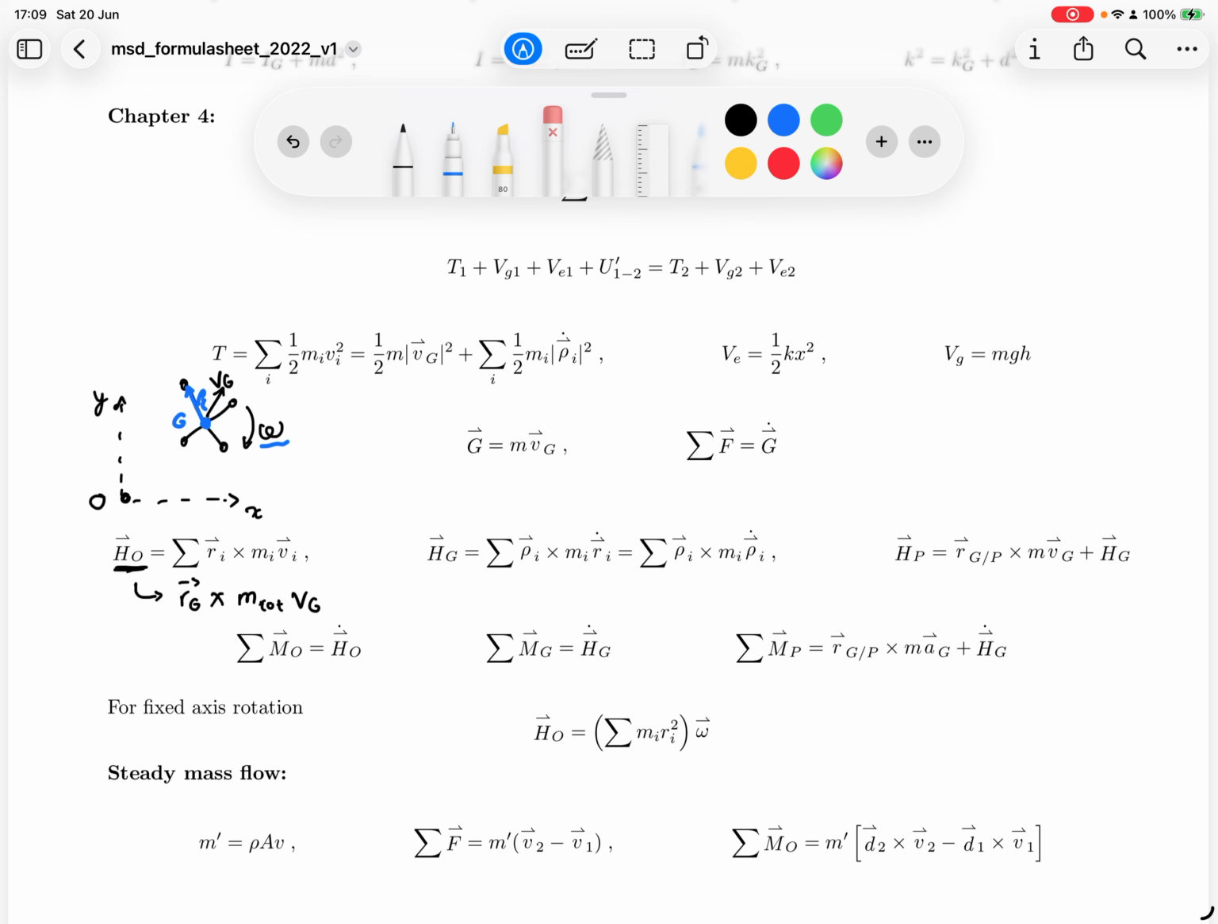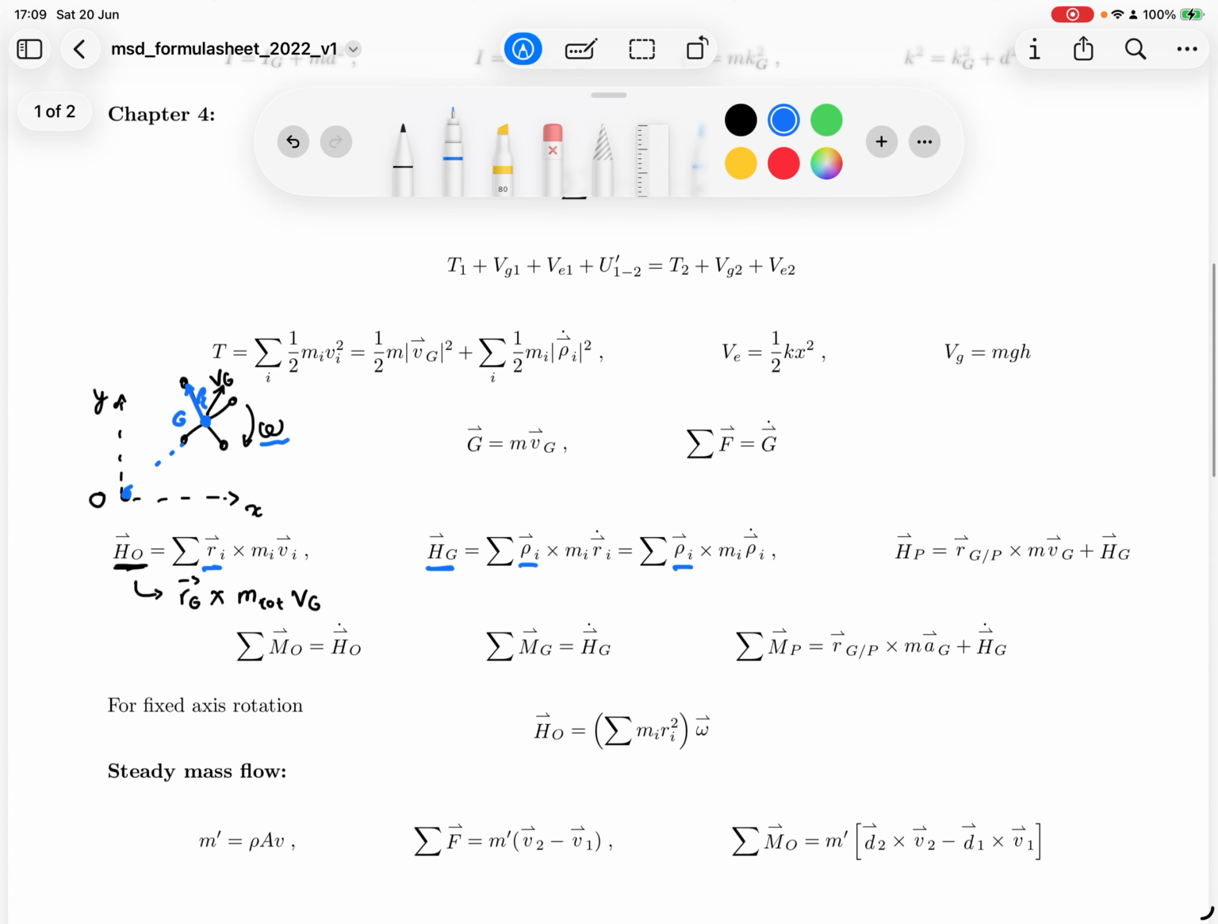Notice how both of them contain rho i. They don't have Ri, right? So remember, Ri is the distance from a fixed point to the particle. Rho i is the distance from G to a particular point. When finding Hg, we always take everything relative to G. The only exception is the velocity. You can either take the absolute, or you can take the relative velocity to G. It'll still give you the same answer.